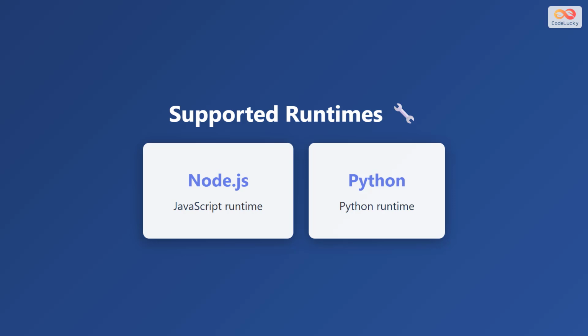Lambda Edge currently supports 2 programming language runtimes. You can write your functions in Node.js using JavaScript or TypeScript, or you can use Python for your edge functions. Both runtimes give you the flexibility to implement your business logic in the language you're most comfortable with.